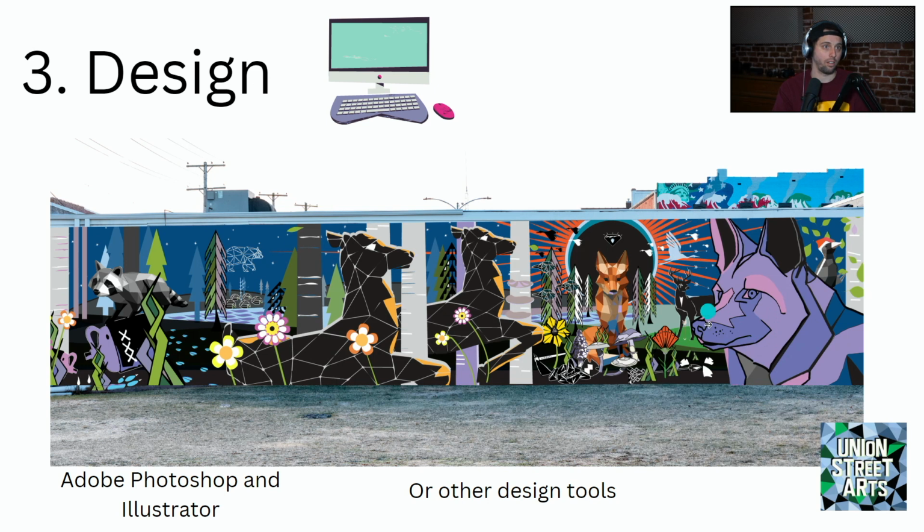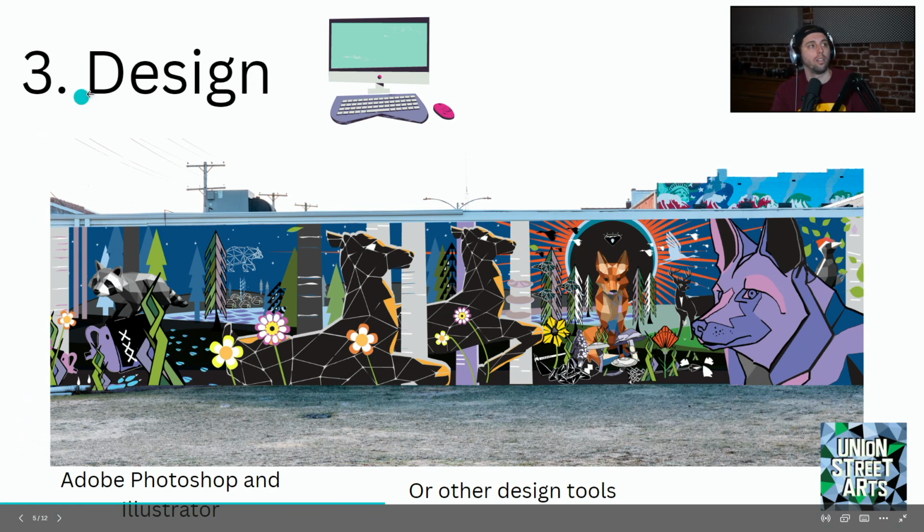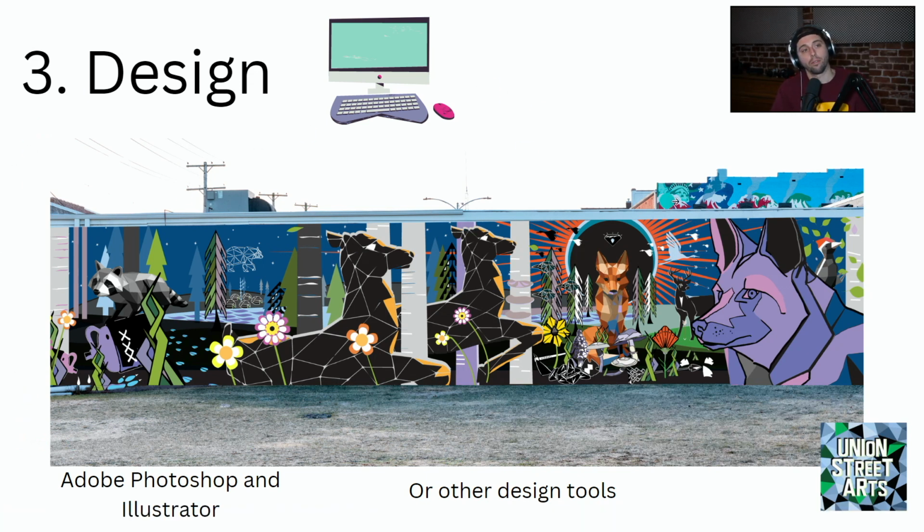You've got the coyote, the swamp fox, the deer, and then the raccoon over here. And because they had that photograph, you can see the buildings actually in the background here. They designed right on top of the photograph to be able to just see the whole thing laid out. So yeah, design.